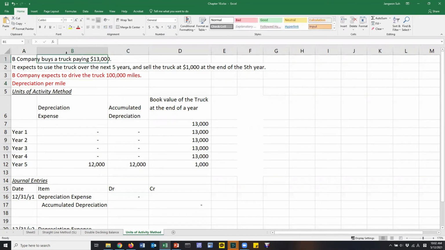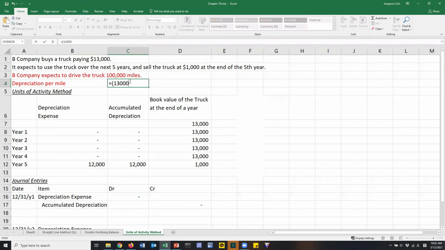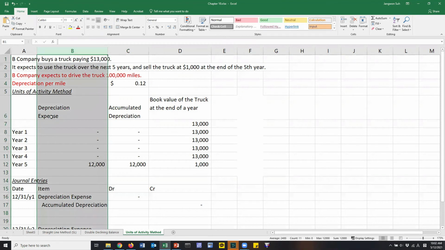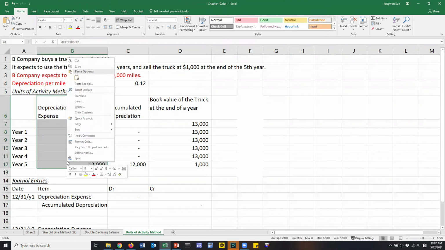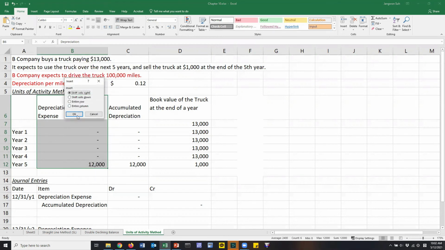We need to depreciate again. How much? 13,000 minus 1,000, 12,000. We need to depreciate 12,000, right? And we are assuming that we will drive 100,000 miles. What does that mean? We're going to depreciate 12 cents when we drive 1 mile, right? Okay, sounds cool. Then that's our assumption.